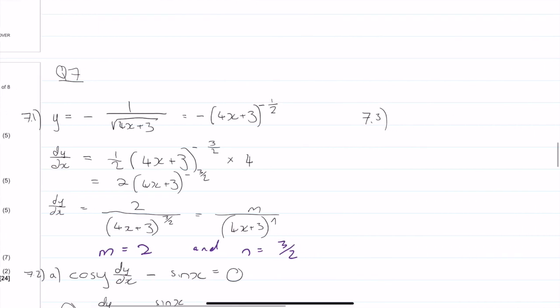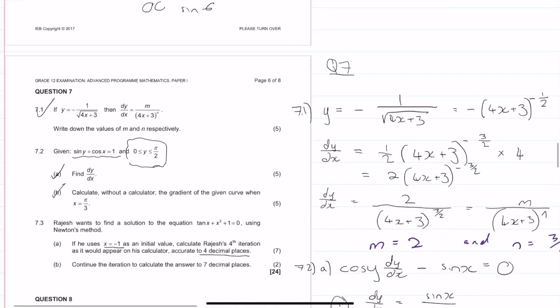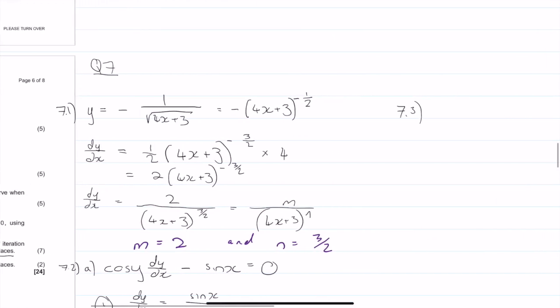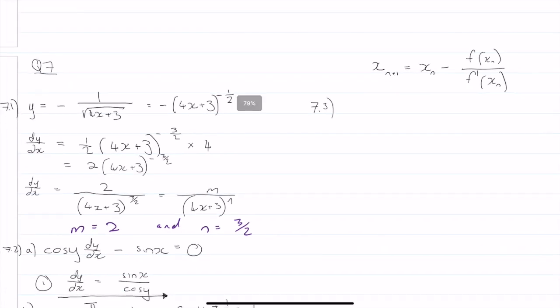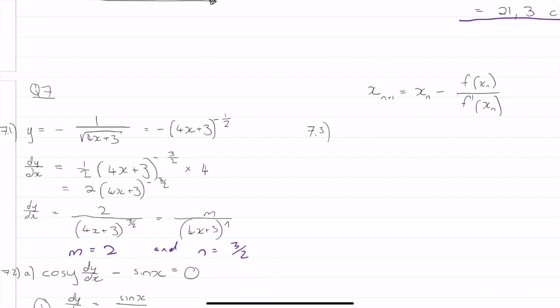So 7.3, okay, so the important thing is we need to use Newton's method, or Newton-Raphson's method, okay? So what is Newton-Raphson's method? Basically, the equation for Newton-Raphson is x_(n+1) is equal to x_n minus f(x_n) over f'(x_n). So basically, x_n is going to be our guess value, or the initial value, right? f(x) is our actual function, and then f'(x) is our gradient.